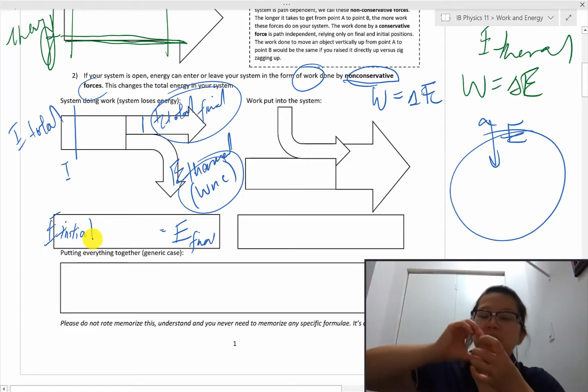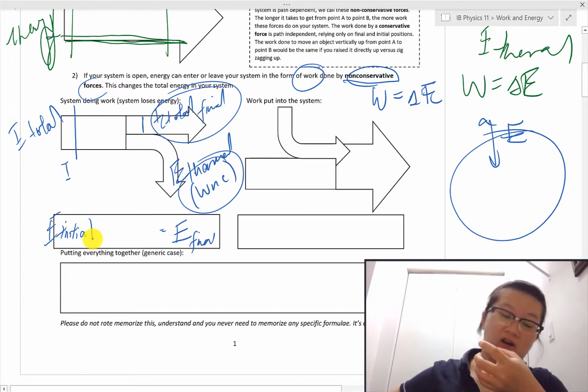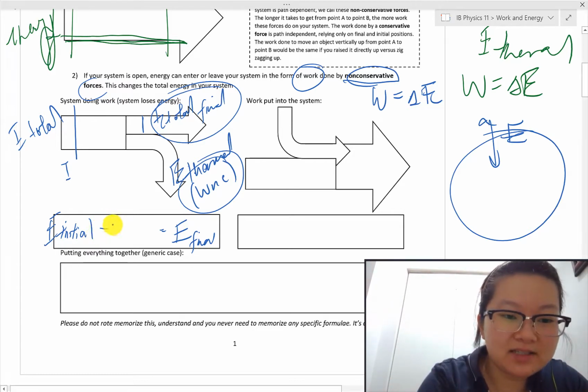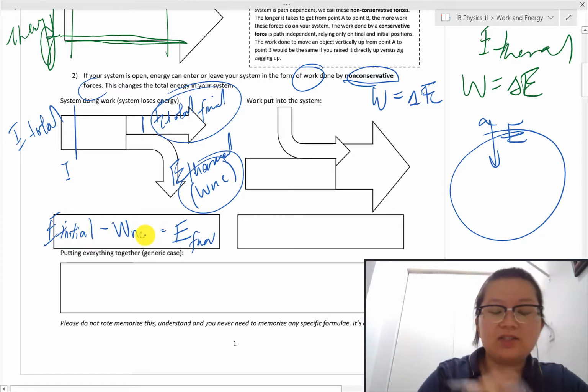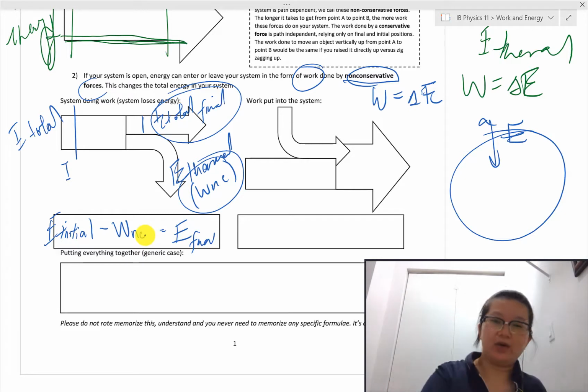And I'm going to take away the energy that left our system in the form of work. So that's minus W_NC, that's the thermal energy that was lost, just like in the skate park, okay? Now, what about if we have work or energy going into our system?